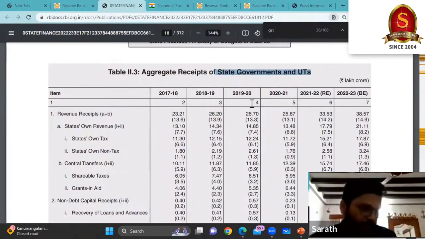16th question, due to internationalization of rupee, will rupee appreciate and exports decrease? So exchange rate will be affected. See, for rupee to appreciate, exports decrease.